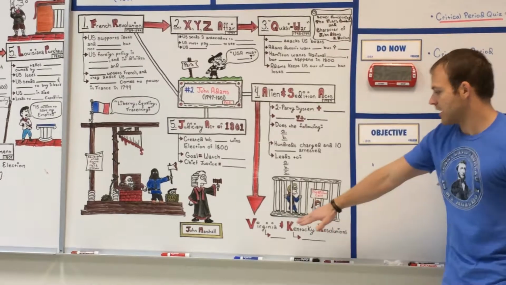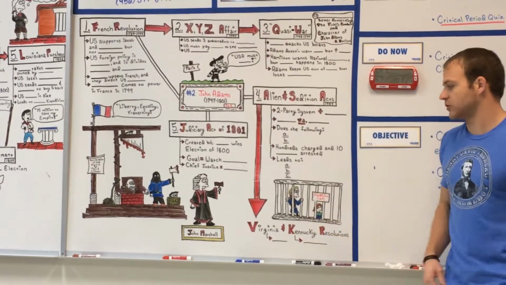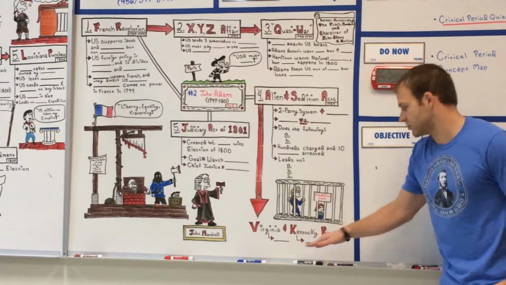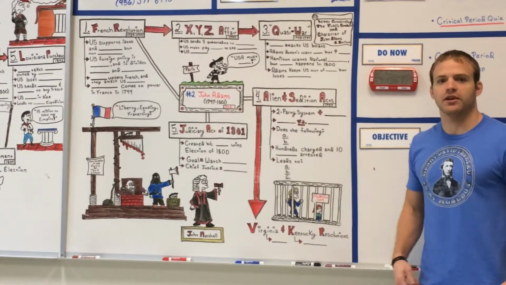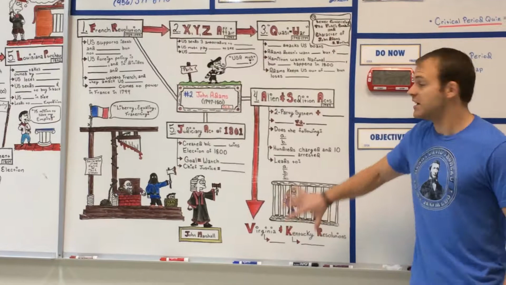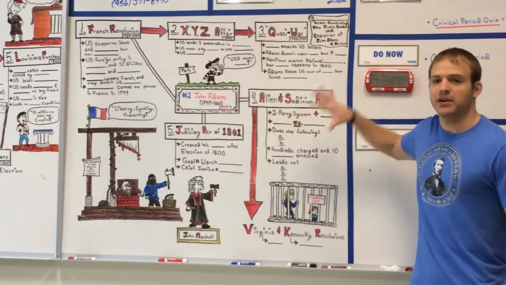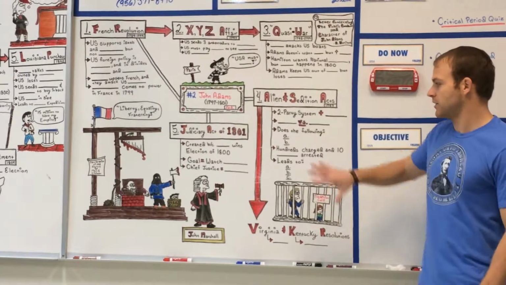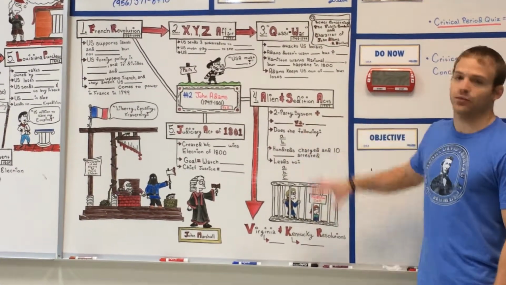And so it also leads to the Virginia and Kentucky resolutions where Thomas Jefferson writes the Virginia resolutions, Madison writes the Kentucky resolutions and says, we need to nullify. This is unconstitutional and we need to ignore it. States, you need to ignore this law. And ultimately when Thomas Jefferson becomes president, he's going to get rid of that.